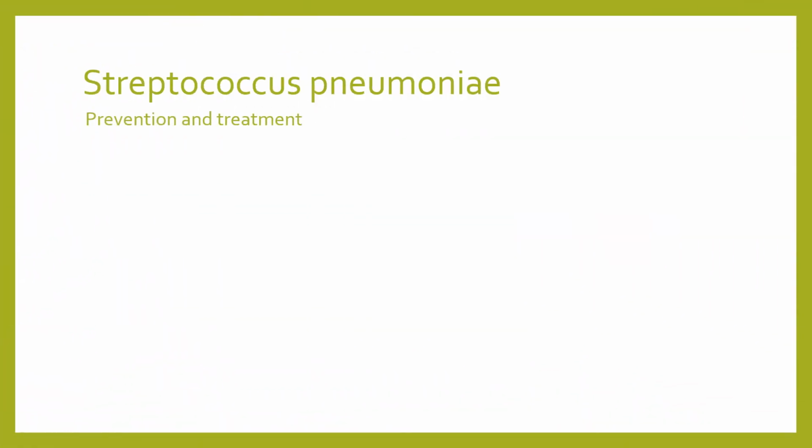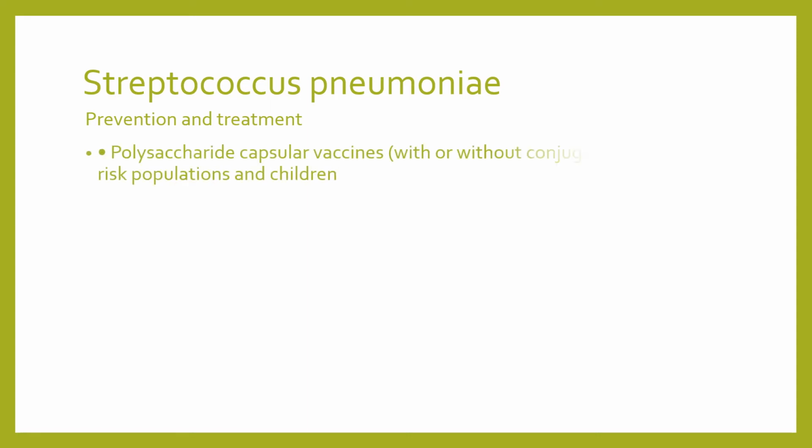Prevention and treatment of Streptococcus pneumoniae. Fortunately, just like with Corynebacterium diphtheriae, there are many brilliant scientists and doctors who have gone ahead of us, who faced so many deaths in their practices or in their community and were pushed to develop vaccines so that they can control the deaths due to Streptococcus pneumoniae. So they developed capsular vaccines, polysaccharide capsular vaccines with or without conjugated protein, for at-risk populations and children.